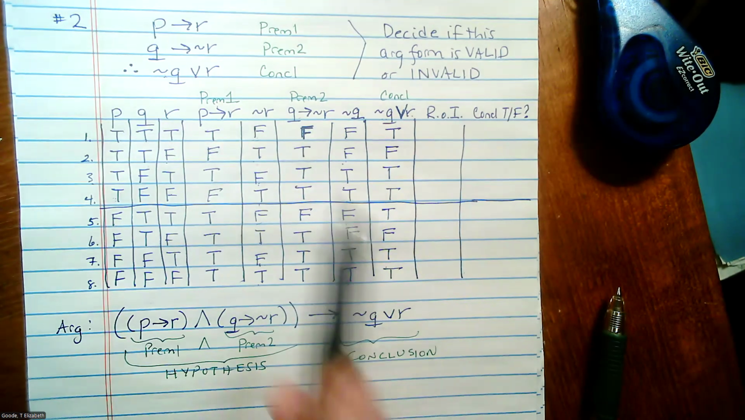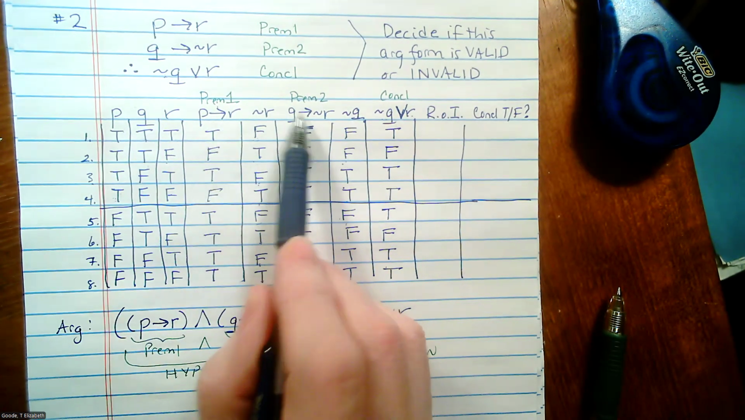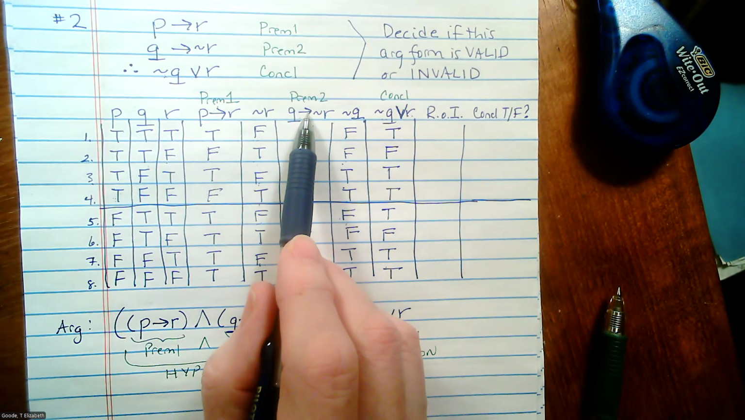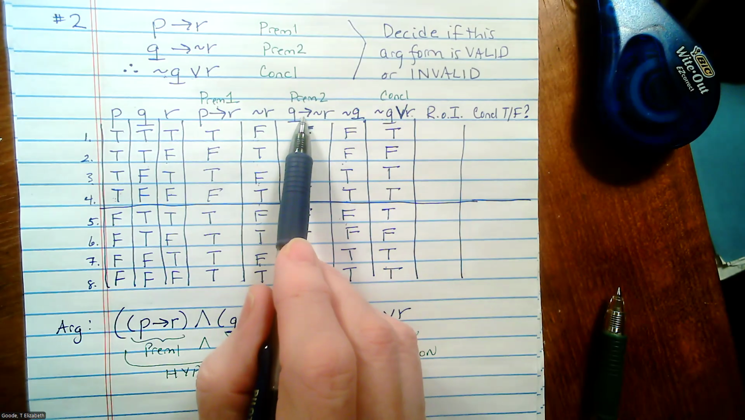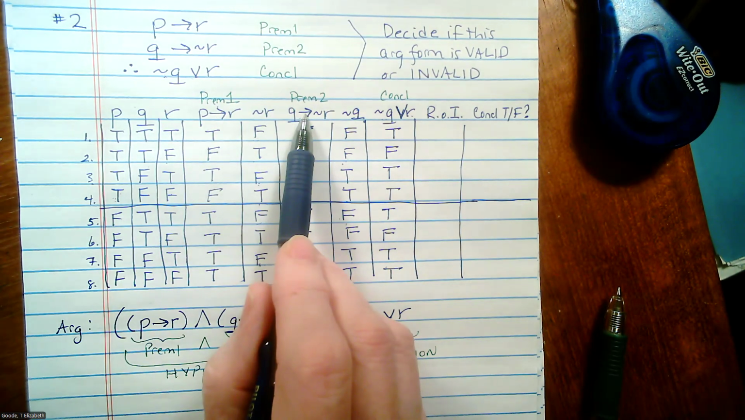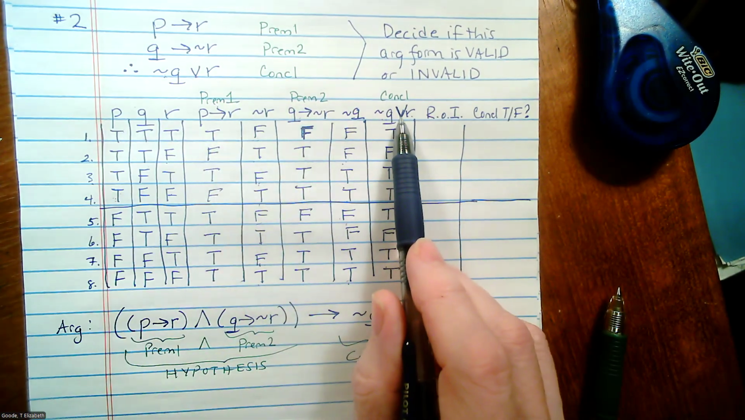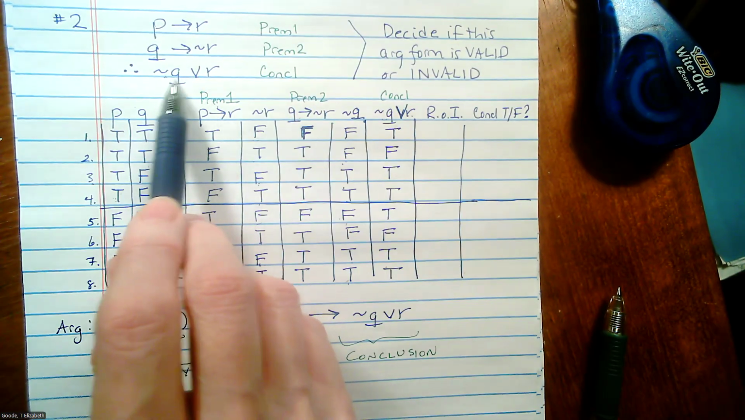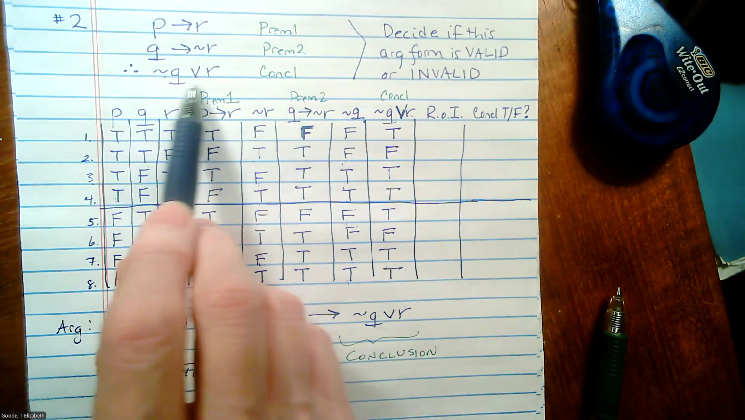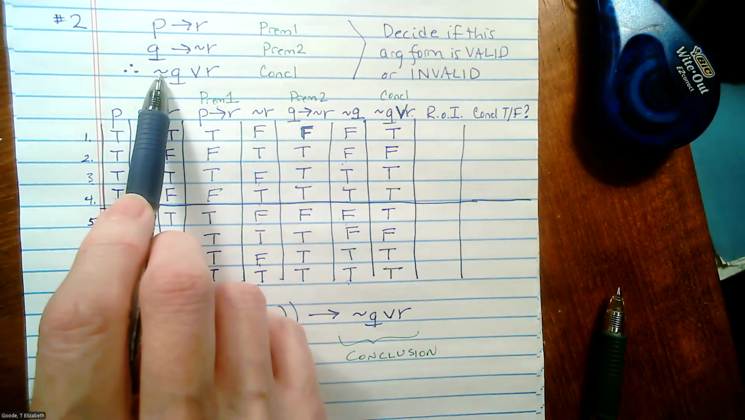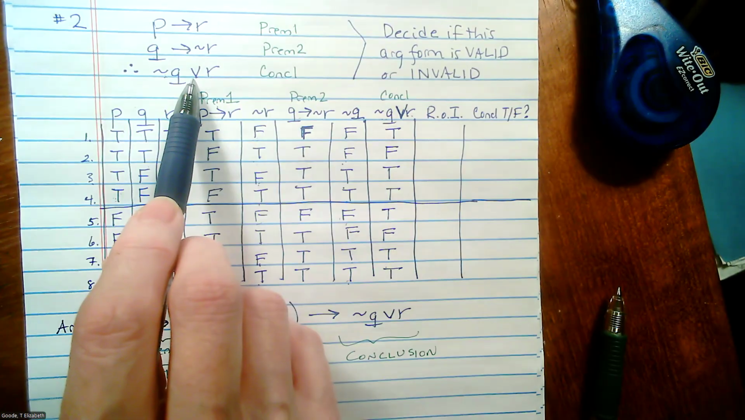There is no or operator in P implies R. There is no or operator in Q implies R. This is the implication, the if-then operator, the conditional operator in those two. But there is an or operator in the conclusion, you see. The conclusion can be a compound statement involving any operators at all. Here it involves a not, and it also involves an or.